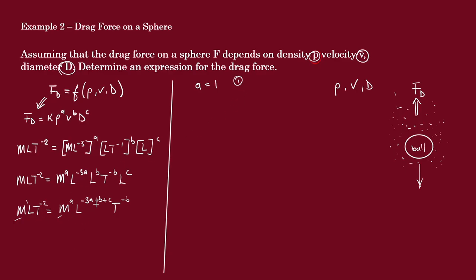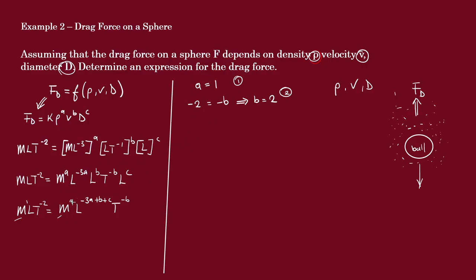You could go on to solve L, but if you see that there's only one other variable involved with T, doing T first before L will help us simplify L. So we can handle T first with some foresight. So we have negative 2, that's the power of T on this side, is equal to negative b, meaning that b is equal to 2. So this is equation 2. So we already have the value of a, we already have the value of b.